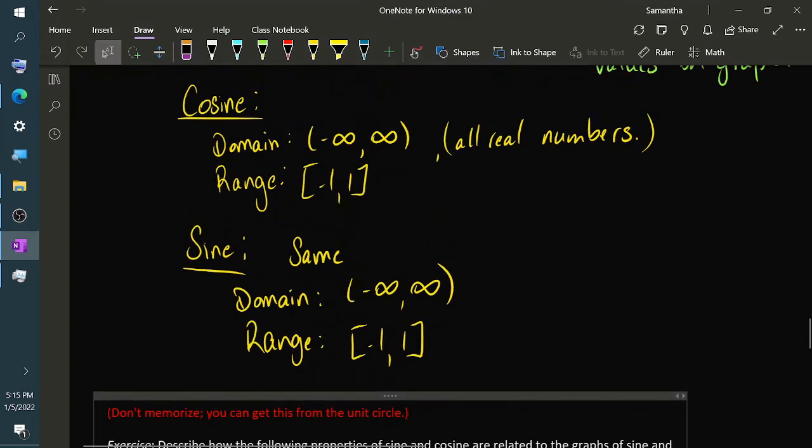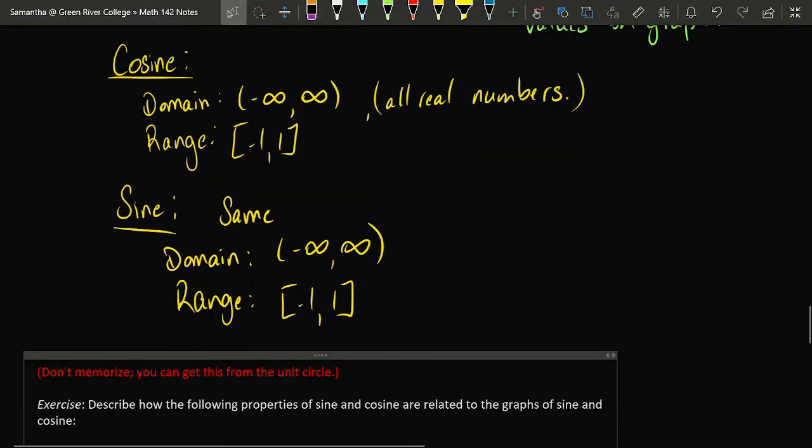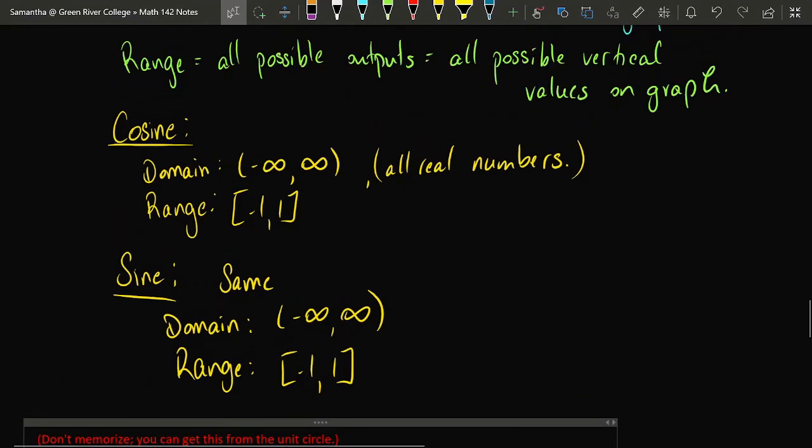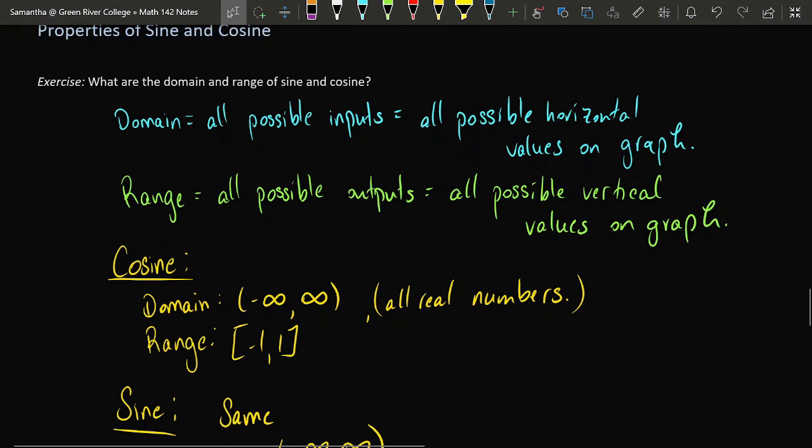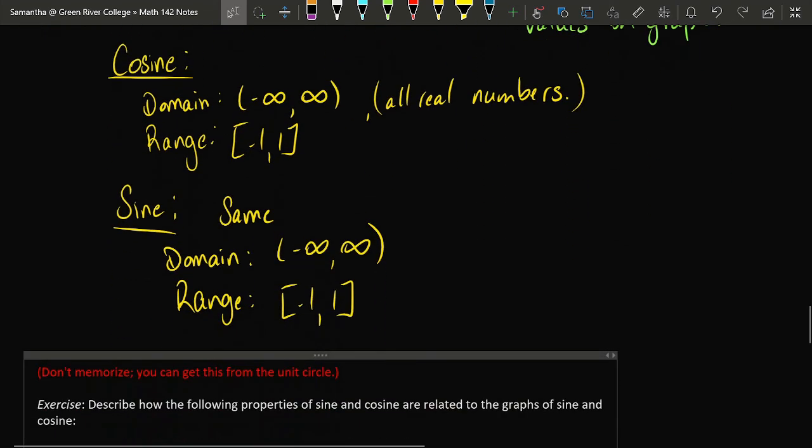Now this makes some sense based on the unit circle representations of sine and cosine. Because the inputs of sine and cosine are angles, and you can draw any angle, it makes sense that you can plug any angle into sine and cosine, and you get a domain of -infinity to infinity. Because sine and cosine are values on the unit circle, and the unit circle has a radius of 1, it makes sense that sine and cosine can never go below -1 or above +1.